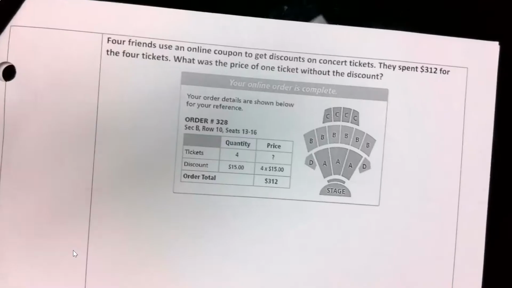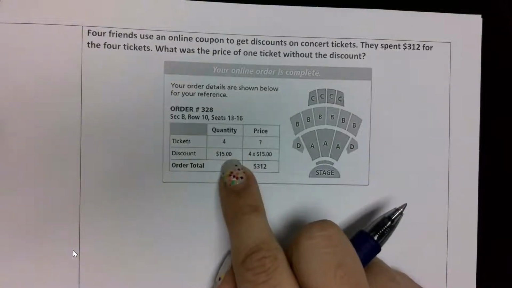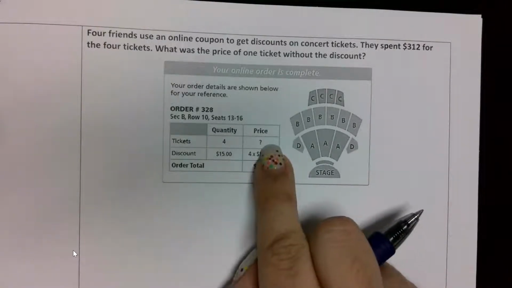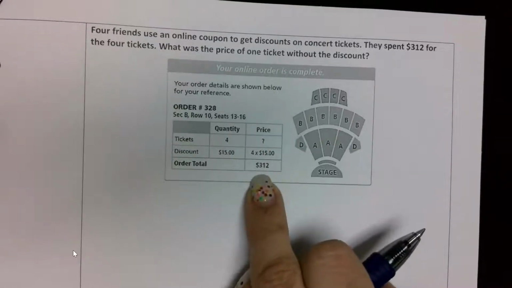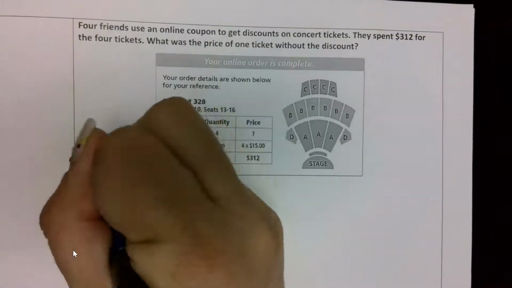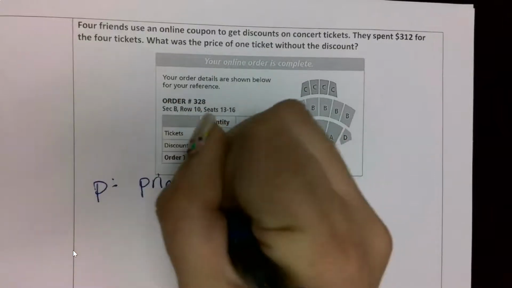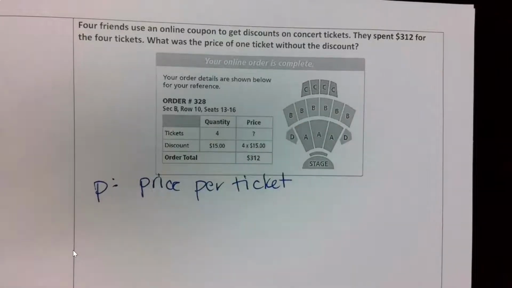On this next one, it says 4 friends use an online coupon to get discounts on concert tickets. They spend $312 for 4 tickets. What is the price of 1 ticket without the discount? And then it gives me this picture. It shows that they bought 4 tickets and got a discount of $15 on each, and the total is 312. So what I'm going to do is I'm going to have a variable p, which is going to be my price per ticket.